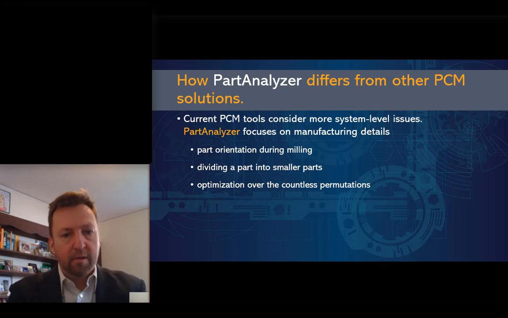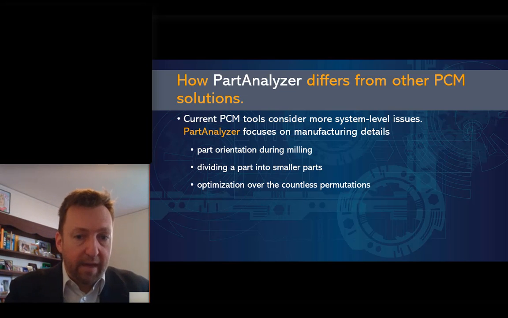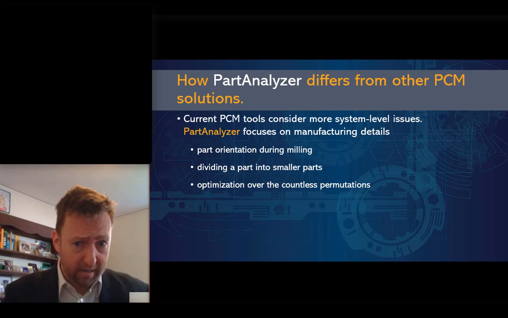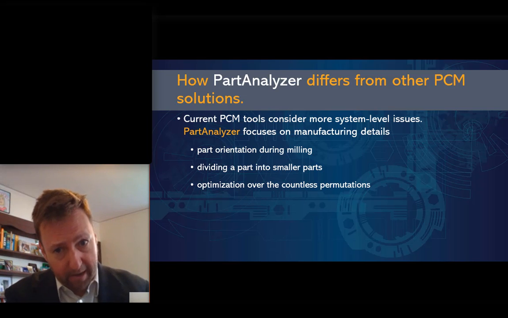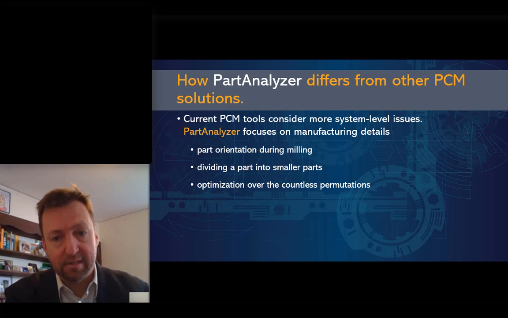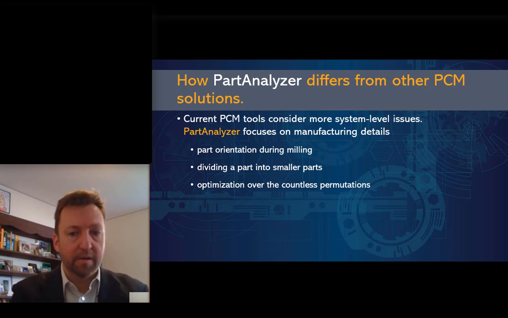For example, inside of our tool, we have artificial intelligence considering multiple part orientations during milling. We look at dividing a part into smaller parts to reduce manufacturing time and cost. We essentially are performing optimizations over countless permutations to try to find the best solution for your part.